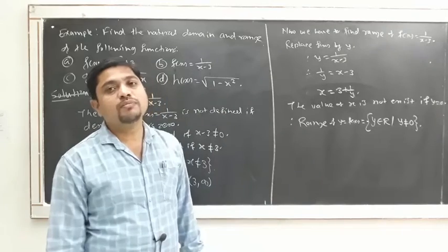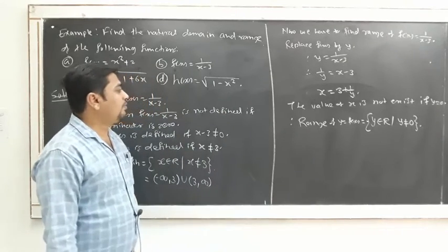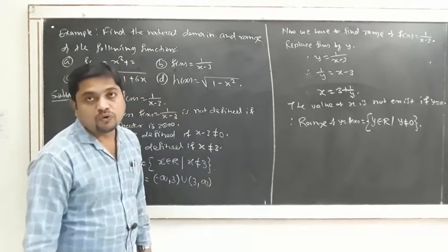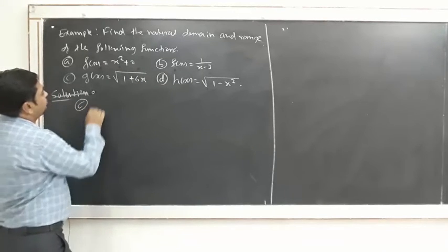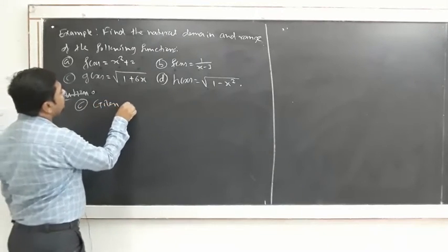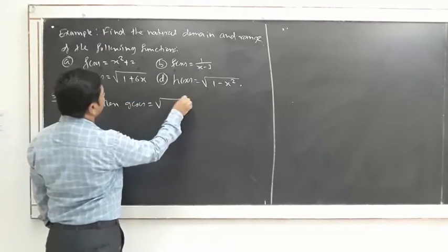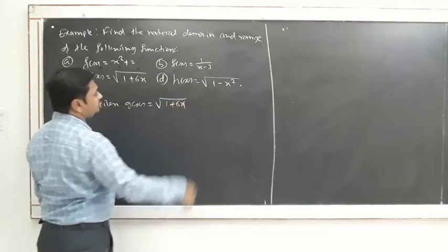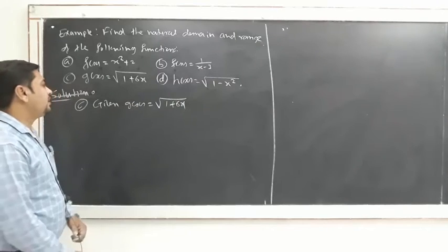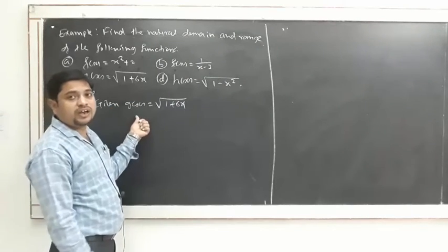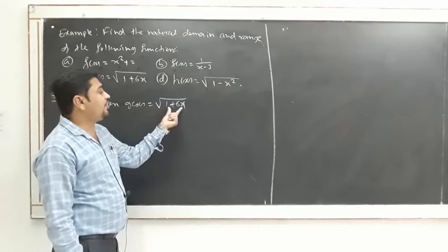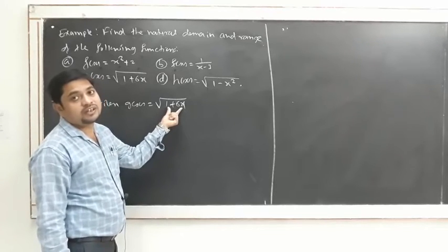Okay, in a similar way we have to solve problems number 3 and 4. We are going for problem number C. So what is given? Given g of x is equal to square root of 1 plus 6x. So how do we do it? Where is this function g not defined? That is, if the quantity under the square root is negative.